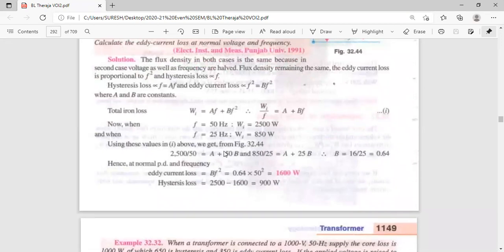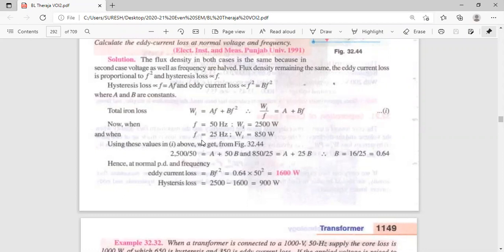Take equation 2 minus 1. A will be cancelled. We will get the B value. There is no need of A because we are not calculating the hysteresis loss. Even if you want to calculate, no problem, we can determine A and B. Here they are calculating B value. Then eddy current loss is equal to BF square.